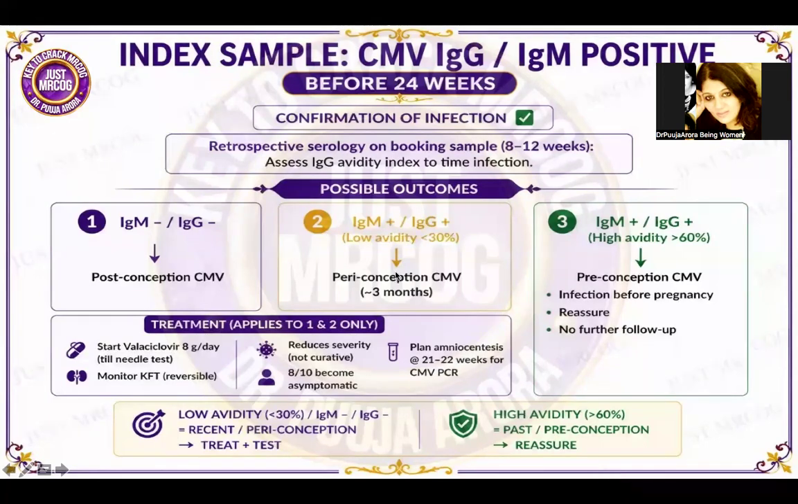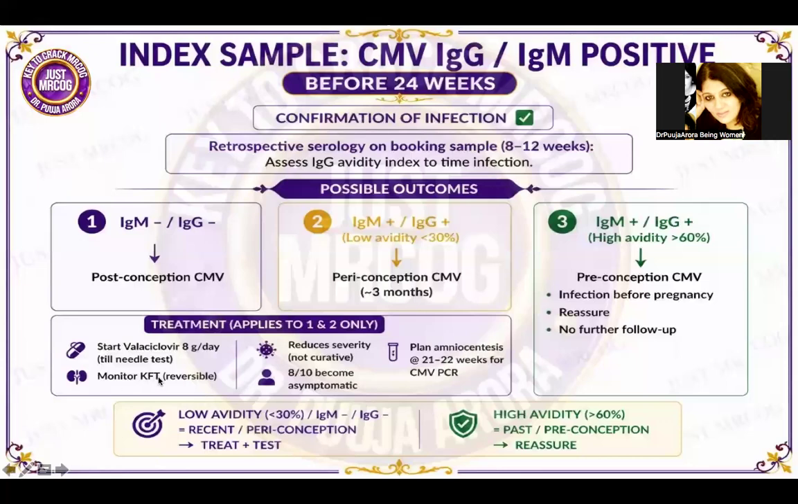But if avidity is low, it means within 3 months of conception, periconception. So maybe 1 month, 2 months before conception also. So if we get something like this or this, meaning IgG, IgM were negative at the time of conception, or both were positive with low avidity, it means periconception. In both these scenarios, what do we offer? We offer Valaciclovir, that is 8 gram per day, till amniocentesis.